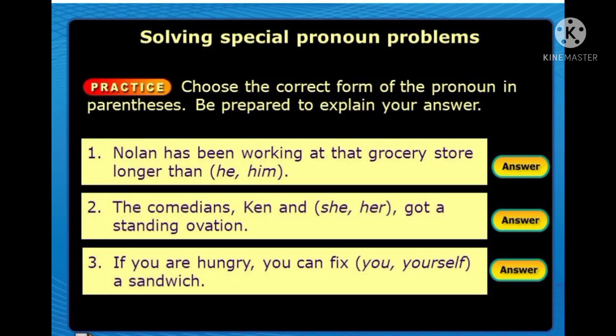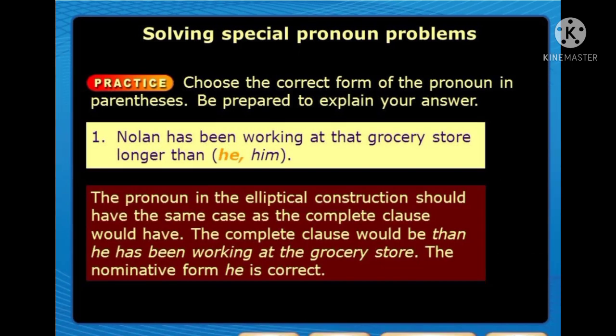Choose the correct form of the pronoun in parentheses. Be prepared to explain your answer. Your timer starts now. Number 1, answer: Nolan has been working at that grocery store longer than he. The pronoun in the elliptical construction should have the same case as the complete clause would have. The complete clause would be: he has been working at the grocery store. The nominative form he is correct.